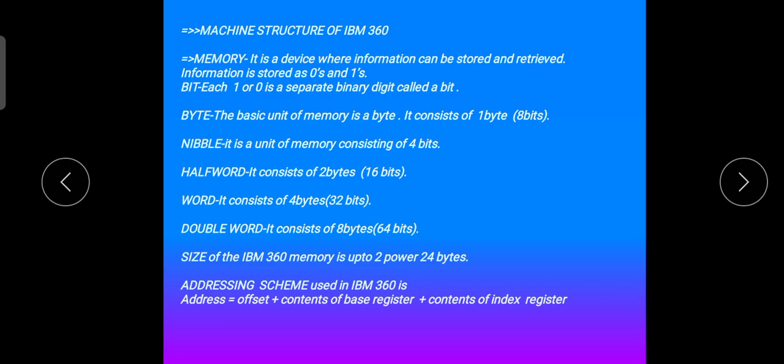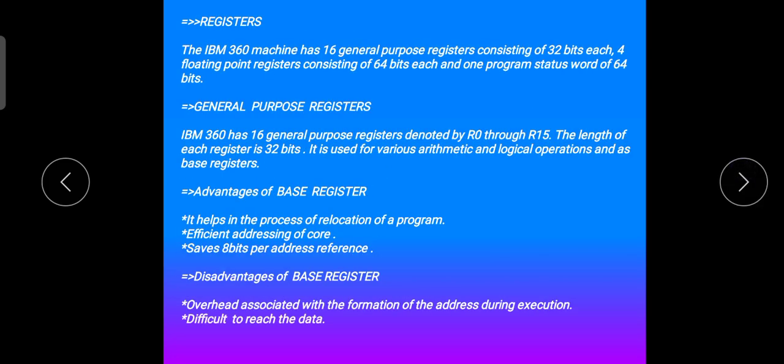The addressing scheme used in IBM 360 is: address is equal to offset plus contents of base registers plus contents of index registers. The IBM 360 machine has 16 general purpose registers consisting of 32 bits each, 4 floating point registers consisting of 64 bits each, and 1 program status word of 64 bits.